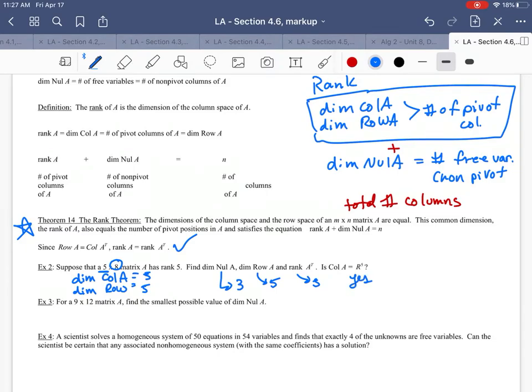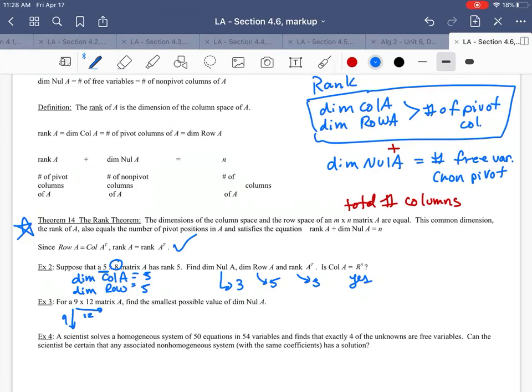Okay. All right. So the next one, for a 9 by 12 matrix, find the smallest possible value of the dimension of the null space. So 9 by 12, let's see. Remember the dimension of the null space is the free variables. So basically 9 rows and 12 columns. So I have 9 going here and I have 12 going there. So basically at most I could have 9 in my column space or my row space. All right. So that means I would have 3 in my null space, possibly three free variables. So that would be the least I could have, and then there could always be more.